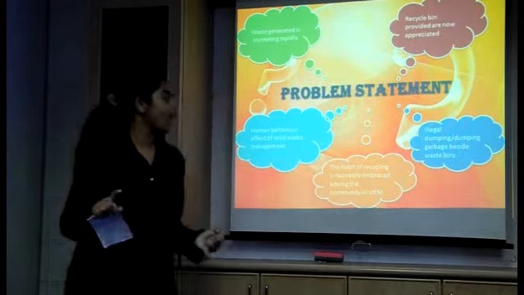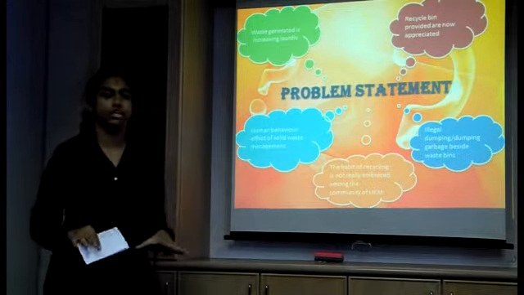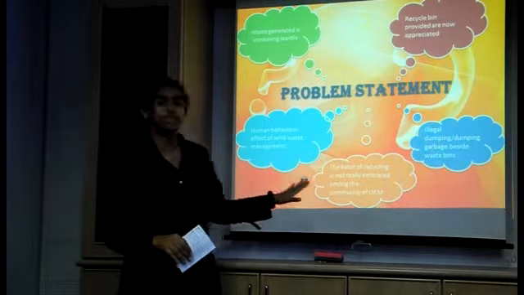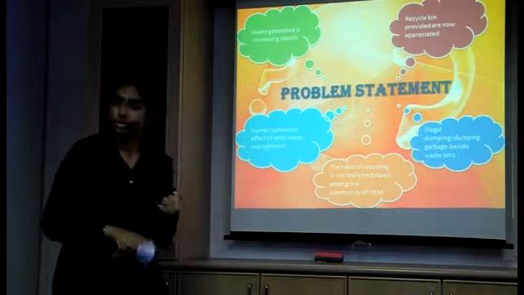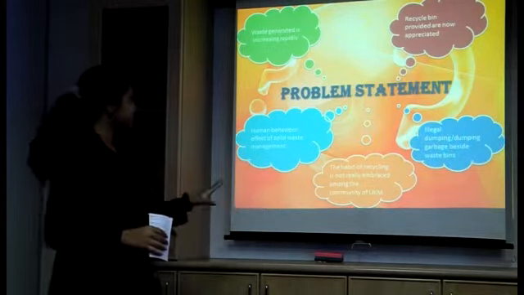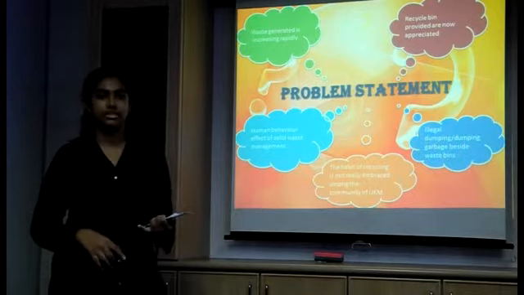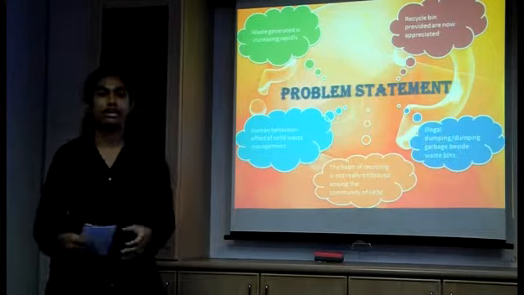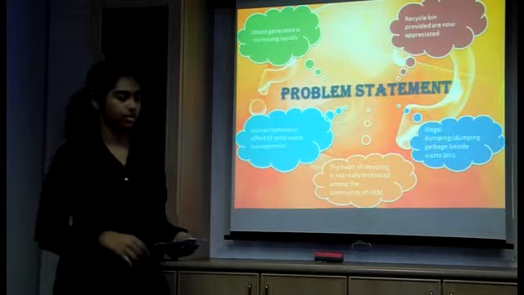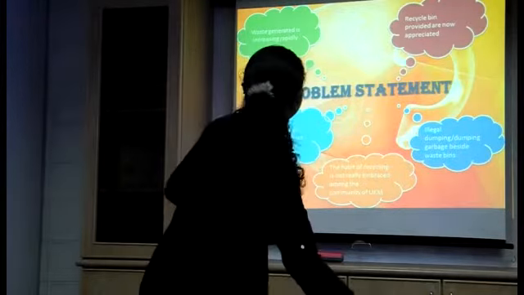Illegal dumping: why do some people do illegal dumping here in UKM? The habit of recycling: some people recycle but some don't. So why? We will discuss that. And of course, human behavior and awareness: why do they know about recycling, but still are not recycling? So those are the problem statements that we are discussing.